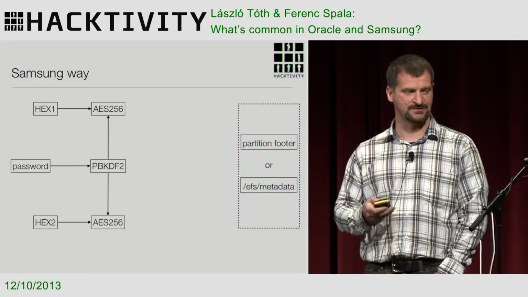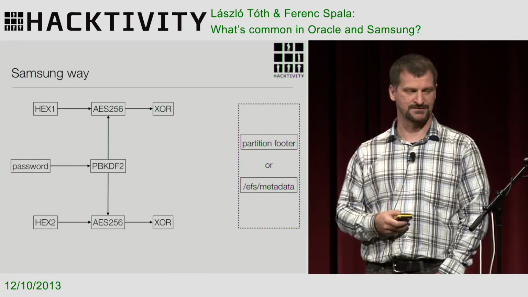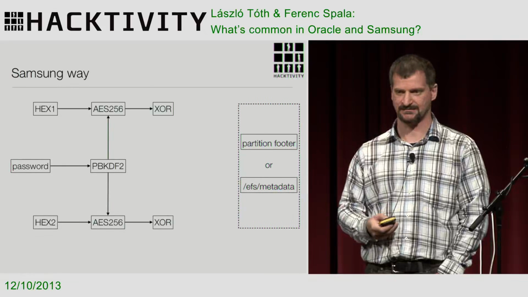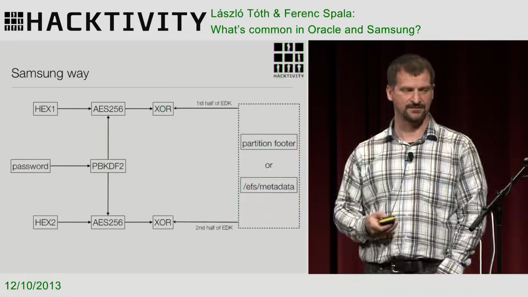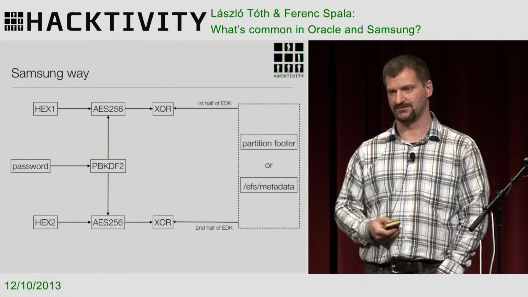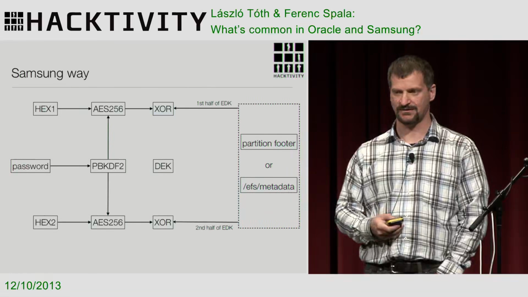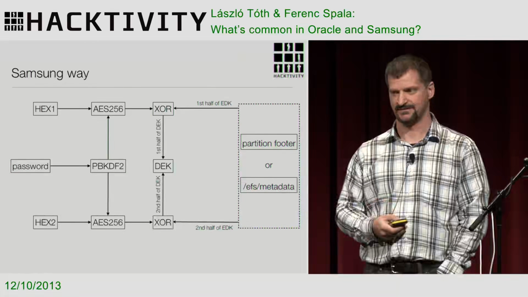There are two XOR operations. The first parameters of the XOR operations are the AES encryption results. The second parameters are the first half of the encrypted disk key and the second half of the encrypted disk key. The clear text key is the concatenation of the XOR results.